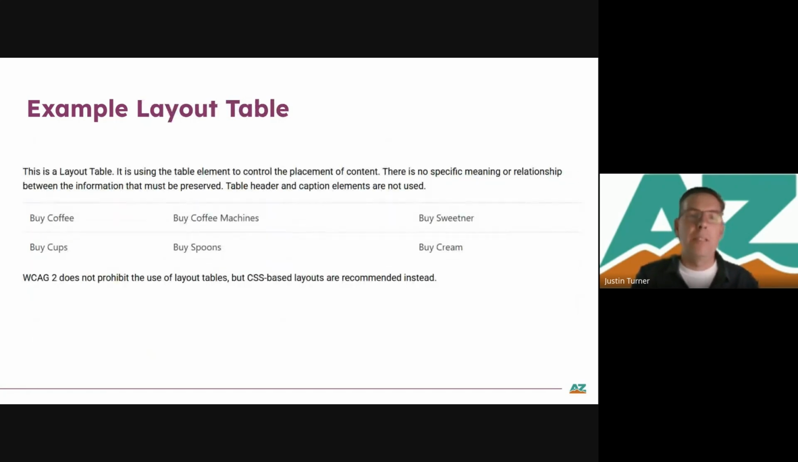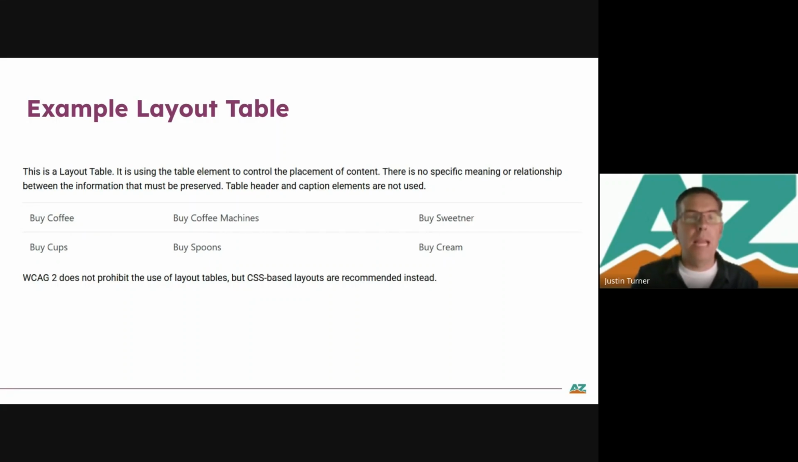And this is the different type of table, the layout table. Again, the guidelines don't prohibit the use of layout tables, but you'll notice there's really no specific meaning that the table is trying to communicate. There's no relationships that have to be preserved. You could move those different things around into different spots on that table, and it wouldn't change the purpose of the table. It's simply a way of presenting the data.